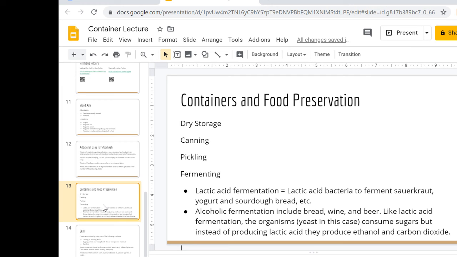Containers can be used to do that. They can be used for canning. Now we're getting into this modern form of food storage. Canning as we know it today would be very difficult to do with primitive ceramics. You're just not going to get the seal that you need.